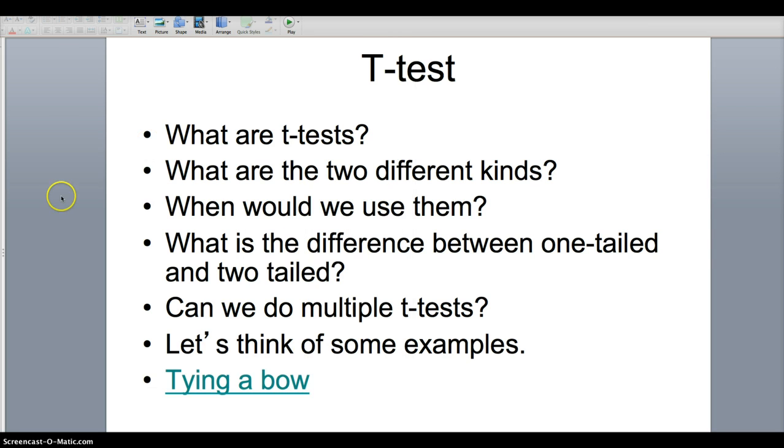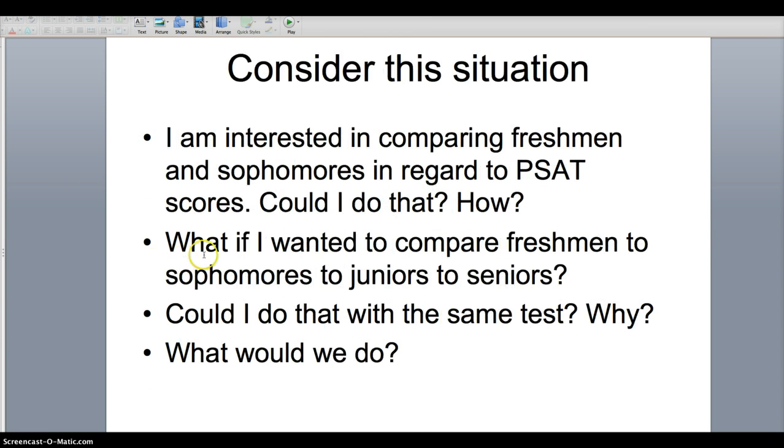Now, consider this. Let's say that I want to compare freshmen and sophomores in regard to the PSAT scores. I could do that with the t-test as well. But what if I want to compare all the kids in a high school? What if I want to compare the freshmen to the juniors, to the sophomores, to the seniors? I can't do that with the t-test, because every time you run a t-test, when you compare the freshmen to the sophomores, you have a little bit of error in that. When you compare the sophomores to the juniors, you have a little bit of error in that. We don't want to keep doing that over and over.